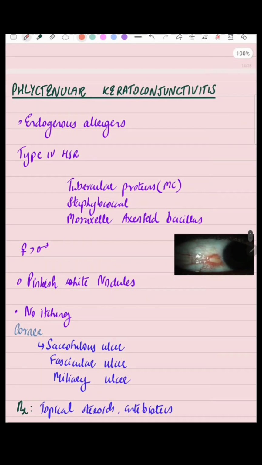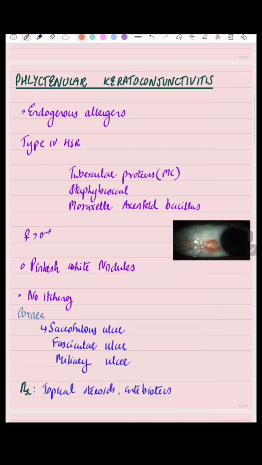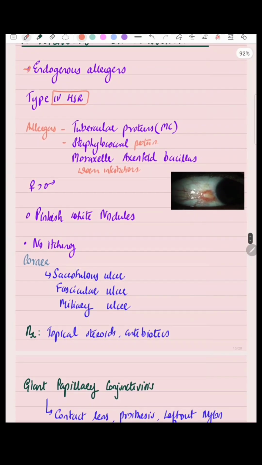Next is phlyctenular keratoconjunctivitis. It is an allergic response of cornea and conjunctiva to endogenous allergen. It is a type 4 hypersensitivity reaction. Allergens include tubercular proteins, that is the most common, then staphylococcal protein and Moraxella axenfeld bacillus, and worm infestations can also cause phlyctenular keratoconjunctivitis. Incidence is highest in summer and spring. Age group is 3 to 15 years. Girls are affected more than boys.